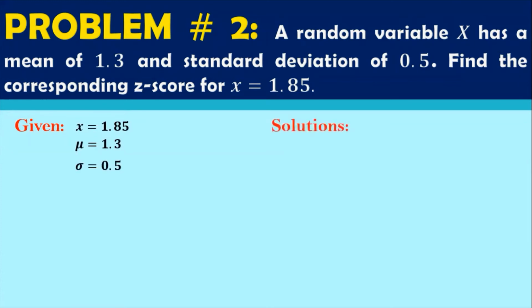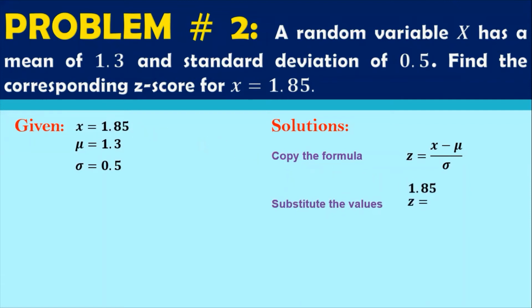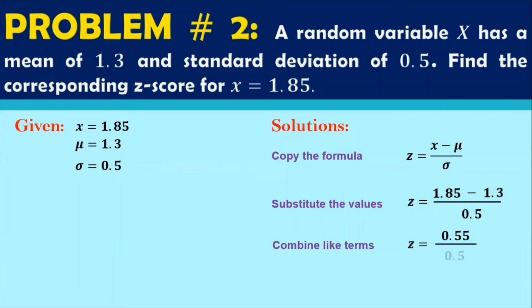Next is to solve for the z-score using the formula z is equal to x minus mu divided by the standard deviation. Substituting the values to the formula, we have z is equal to 1.85 minus 1.3 divided by our standard deviation, which is 0.5. Next is to simplify the numerator. We have z is equal to 0.55 divided by 0.5. And that will give you 1.1 as the value of the z-score for x is equal to 1.85.